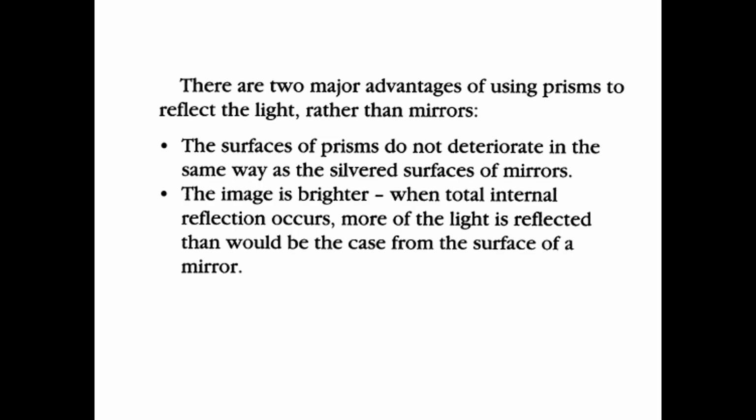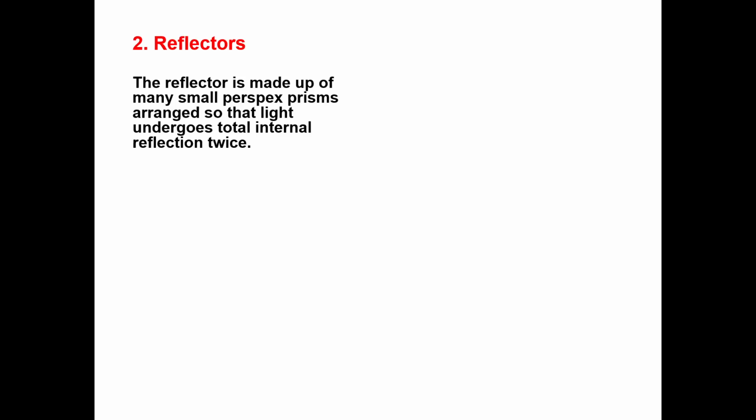So there are advantages to using prisms rather than mirrors. The surface of a prism doesn't deteriorate in the same way as the silver surface of a mirror, and also the image is brighter. When total internal reflection occurs, more of the light is reflected than would be the case from the surface of a mirror. And also you can get double reflections from a mirror, from the top surface and the bottom surface of a mirror. So if you're trying to look for some really fine change, that would be an effect with a mirror which wouldn't be there for a prism.